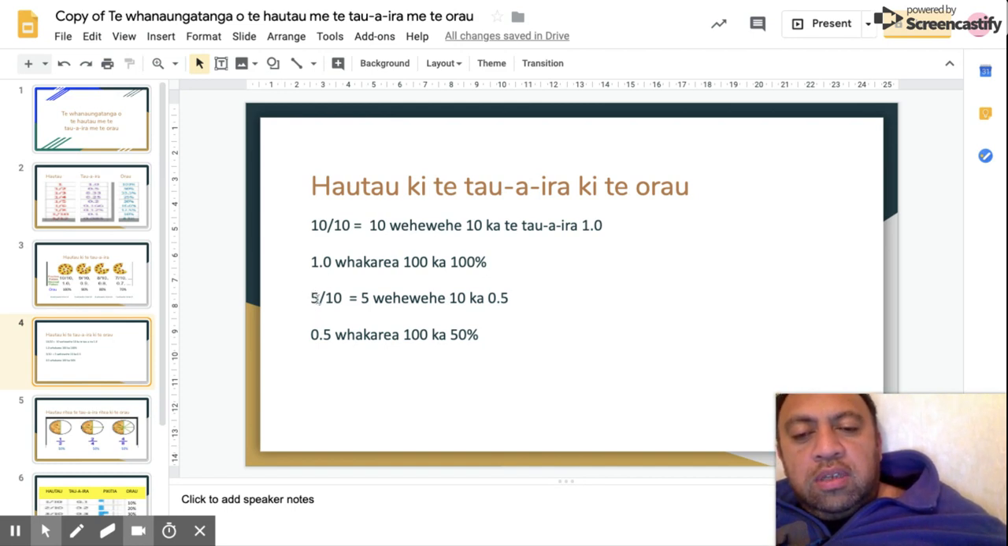So mō tēnei taha, which is 5 tenths, so rima ko te hautau te kau, to turn this into a decimal, ko te rima, wehe te kau, ka 0.5 te tauira. So me huri atu te tauira ki te Orau, mō te 0.5, whakarea te tahi rau, ka rima te kau Orau.